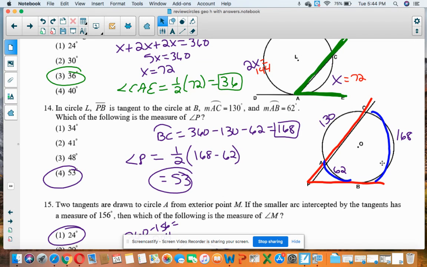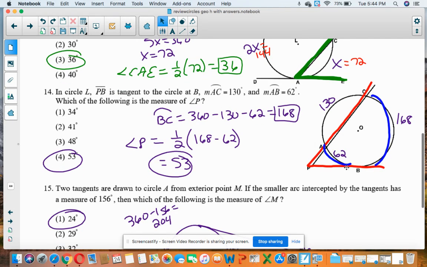I'm missing this blue arc. But together, all 3 of these equal 360. So look what I did. To find arc BC, 360 minus 130 minus 62, and that's how I get 168. And then again, to find angle P, which is what the question's asking us, angle P is 1/2 the difference of the arcs. Which arcs? The arcs that are between the sides of the angle. So those are the arcs that I have highlighted in blue right there.